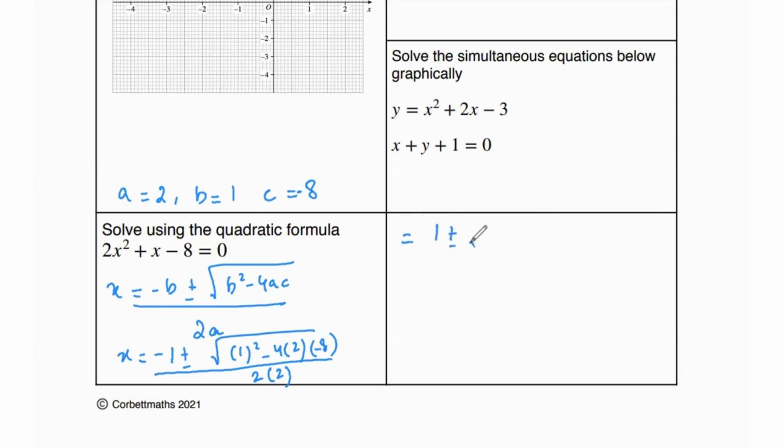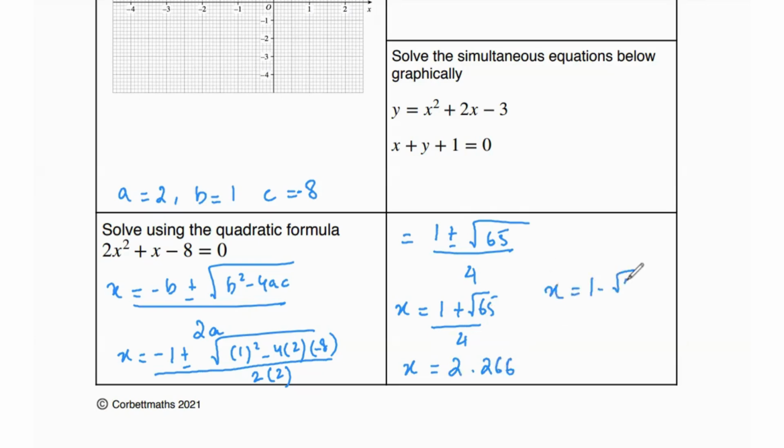That gives negative 1 plus minus root of 65 divided by 4. So one value of x is negative 1 plus root 65 over 4, which gives us 1.766. And the other is x equals negative 1 minus root 65 over 4, which gives us negative 2.266. So these are your two solutions for this quadratic equation.